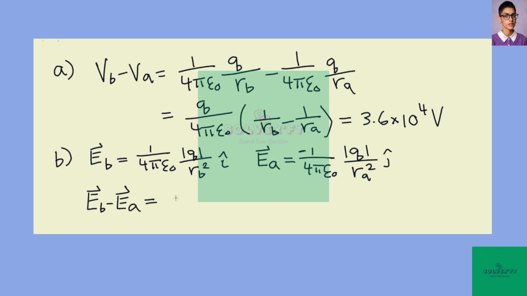And if we plugged in some numbers for all of our values, we'd have 2.636 times 10 to the 5 volts per meter in the i hat direction, and 5.05 times 10 to the 5 volts per meter in the j hat direction. Once we have this new vector, we can get a magnitude of it.